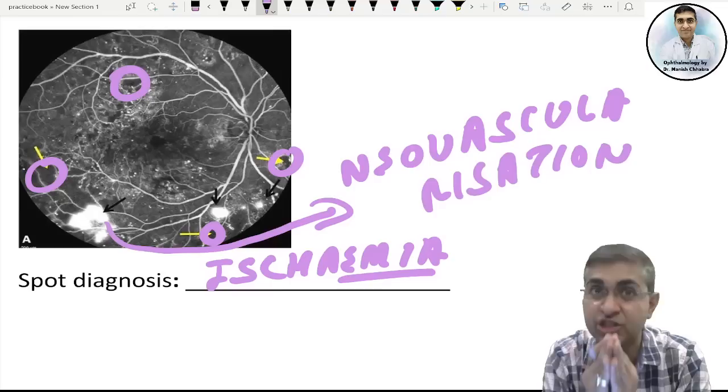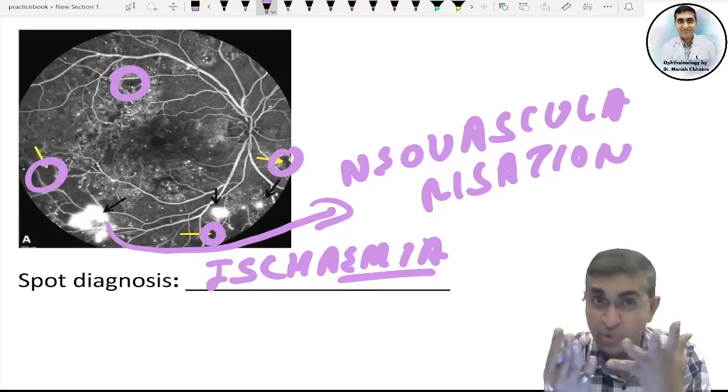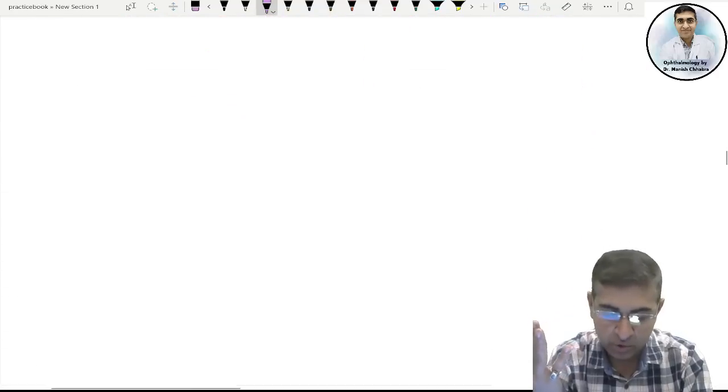Because neovascularization, new vessels are leaky vessels. So they are going to leak the fluorescein dye, which will hyperfluoresce. So neovascularization. Okay.